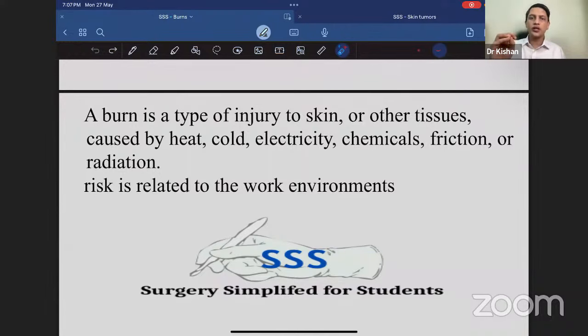So any injury to skin or other tissues of the body caused by heat, cold, electrical injury, chemical injury, friction, or radiational injury results in burns. Okay, that's the one-line definition you should write. Second thing is, when do they occur?